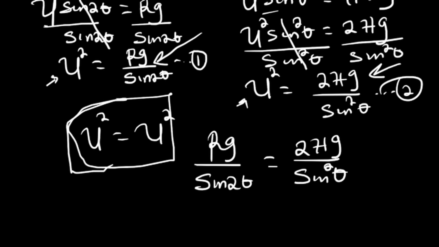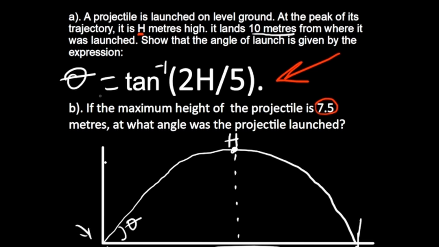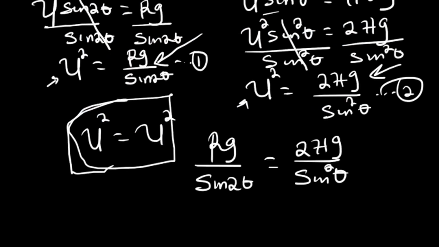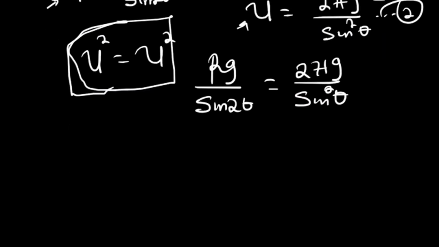Okay, since they are mathematically equal, you can now equate them together. Now, next thing, remember that we're looking for the angle, which is the launch angle, right? They asked us to prove something like this. So we have to find a way to make theta the subject of the formula and check if we're going to arrive at that solution.